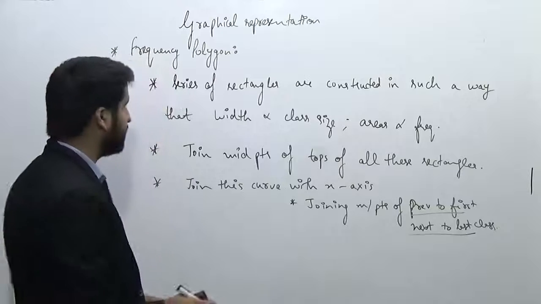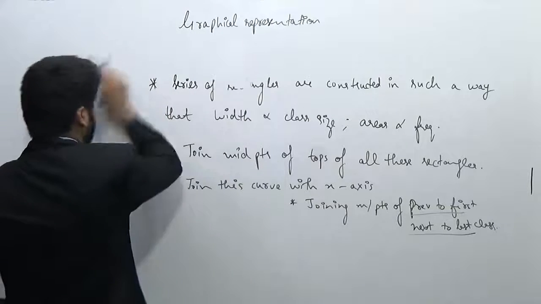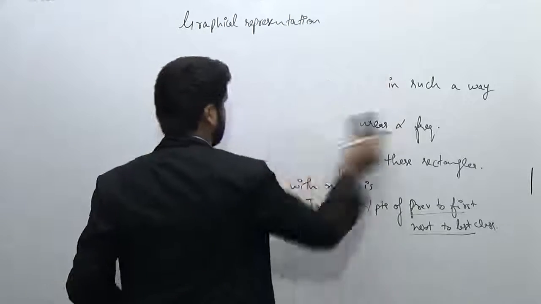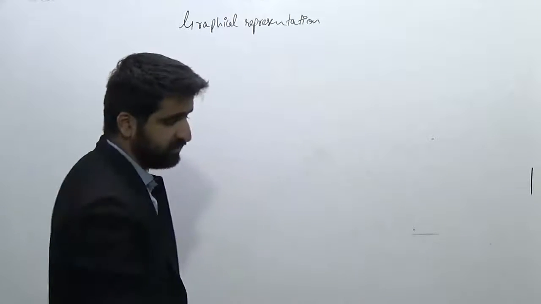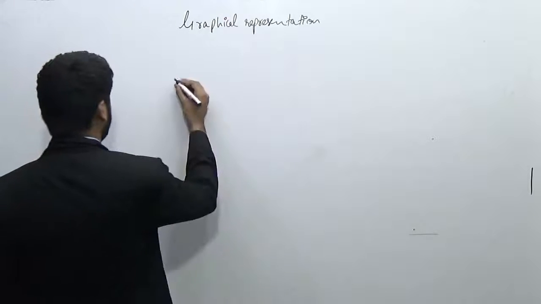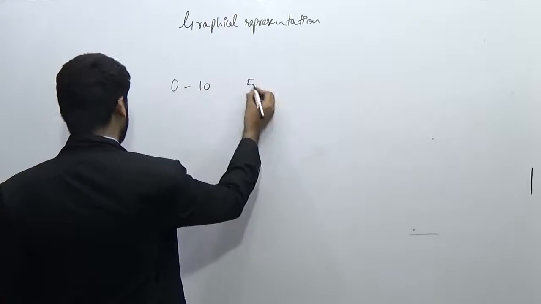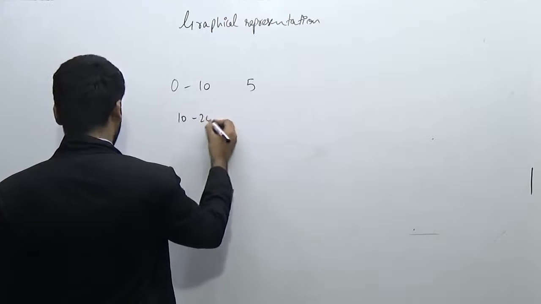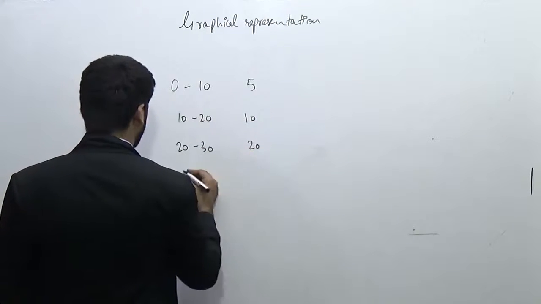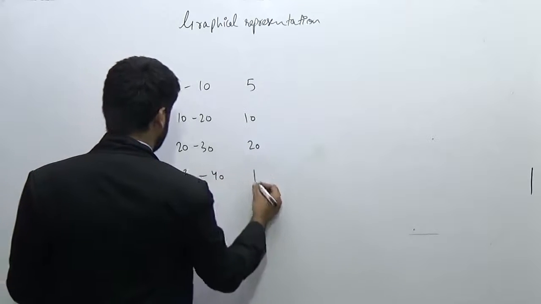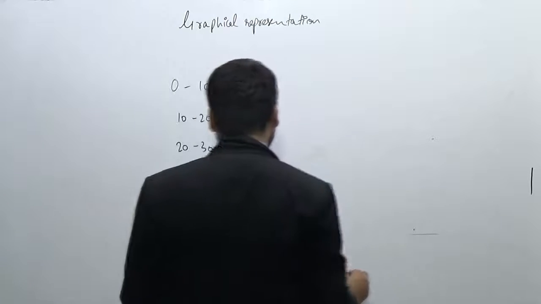So let's suppose the data is given. If you have noted down the steps, I will show you how to do it. Let's suppose the data is given like this. For 0 to 10, I have the frequency 5. For 10 to 20, the frequency is 10. For 20 to 30, the frequency is 20. For 30 to 40, the frequency is 15.